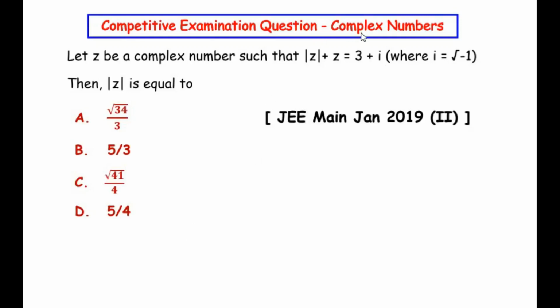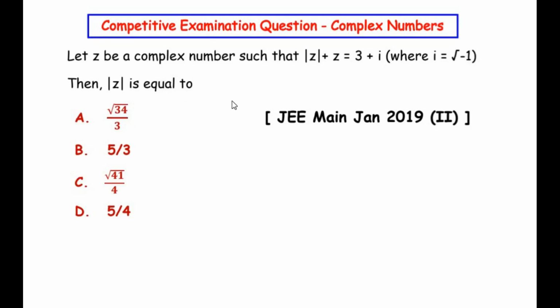In this video we are going to solve an example from complex numbers which had appeared in JEE Main January 2019 paper 2. Let z be a complex number such that absolute value of z plus z is equal to 3 plus i, where i is equal to square root of -1. Then absolute value of z is equal to.